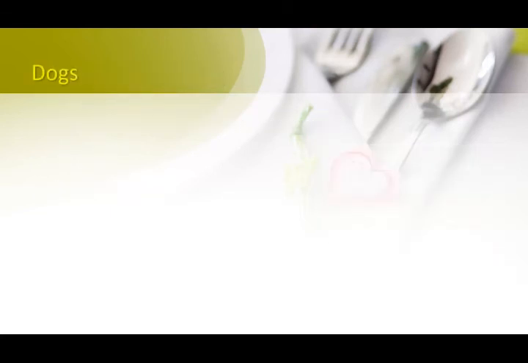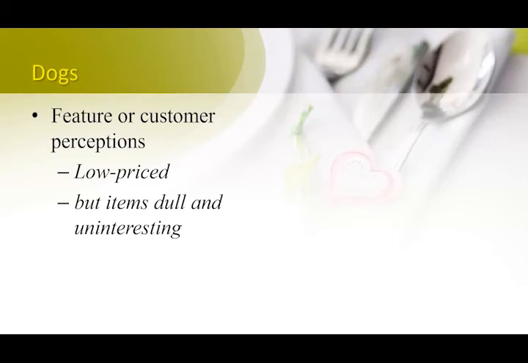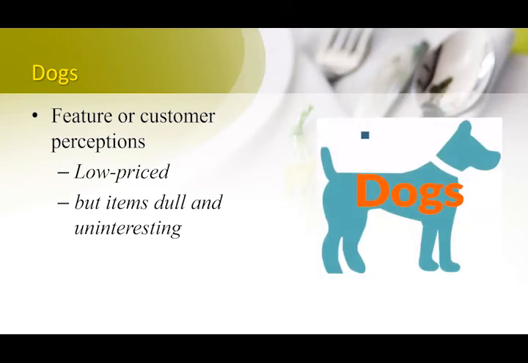Next, last but not the least, is the dogs. What are the features of the dogs? Features of the dogs are low priced, but items are dull and uninteresting. Dogs are basically low in profitability and low in popularity. So what management action can we take over these dogs?